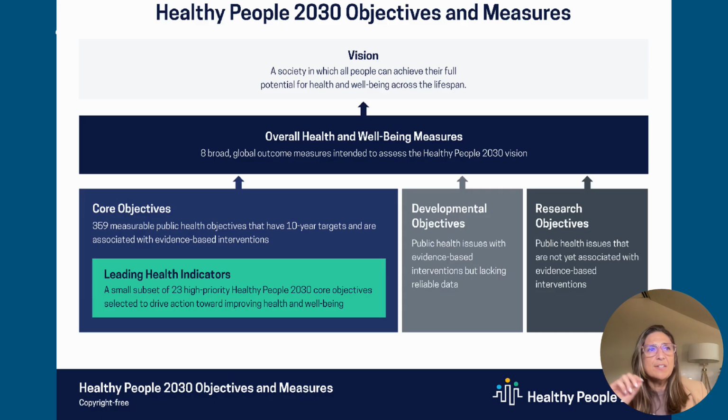So these health indicators, there's a small subset of 23 high-priority Healthy People 2030 core objectives. And these are targeted to really drive change and well-being in these focused areas. For the developmental objectives, these are public health issues with evidence-based interventions, but they're really lacking reliable data. So if you go on the website, you will see these as developmental. And then the research objectives, so researchers will use Healthy People 2030 and try to look at public health issues that are not yet associated with evidence-based interventions. So trying to identify and find interventions to decrease that gap.